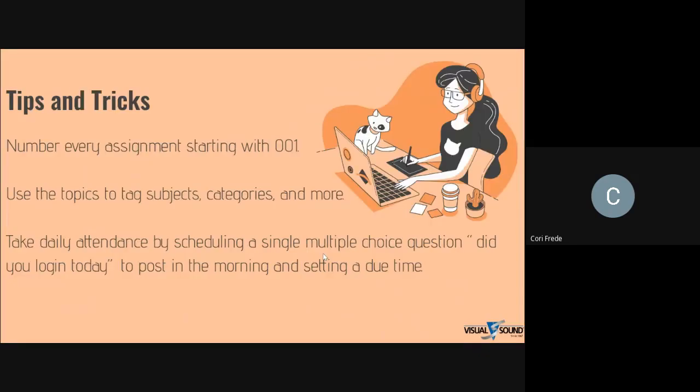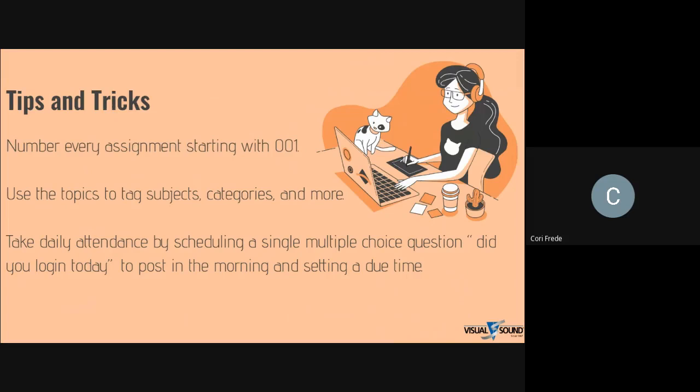All right, so tips and tricks. My first tip and trick is kind of one that a lot of teachers have already been doing. It is number your assignments starting with 001. Now, the reason you want to use 3 digits is because if you think about alphabetizing numbers, when you have your numbers and you go 1, 2, 3, 4, etc., when you get to the number 10, it will actually go between the 1 and the 2. If you start with 001, they will continue to alphabetize correctly.